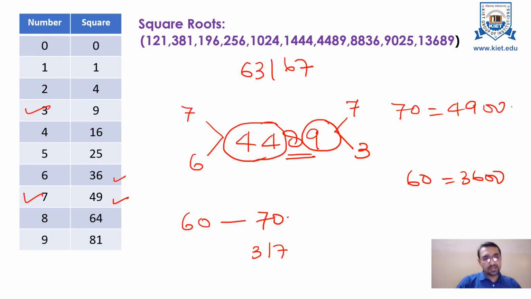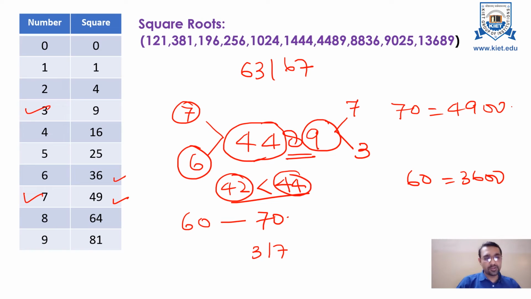Next, multiply these two numbers. 7 into 6, 42. This number is smaller than 44. So 42 is smaller than 44, or I can say 44 is greater than the product of 7 and 6. When this number is greater than or equal to the product of these numbers, then we have to select the greater number. So the square root of 4489 will be 67. So 67 will be your answer.